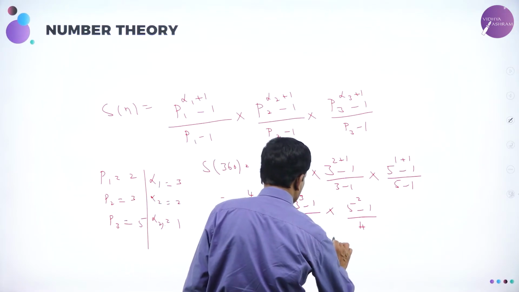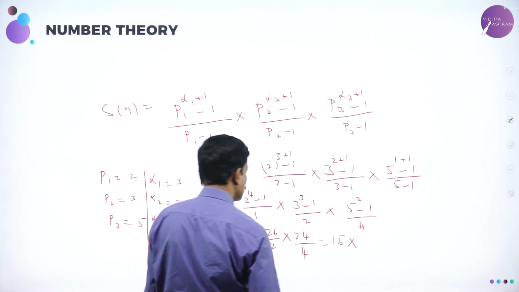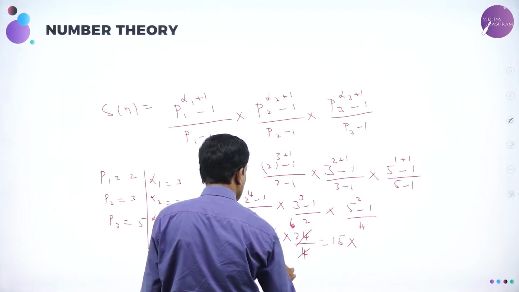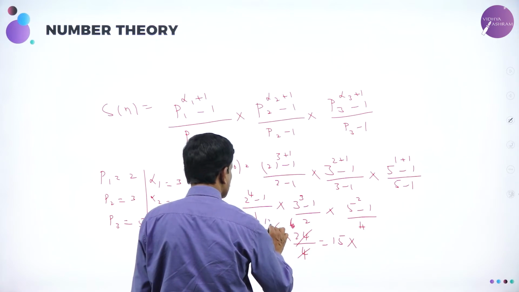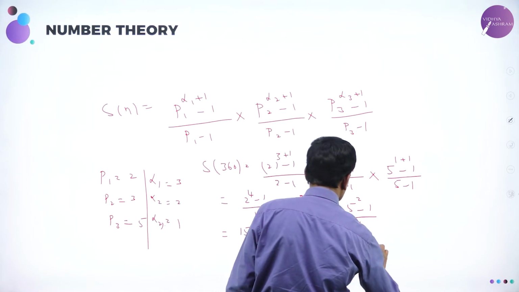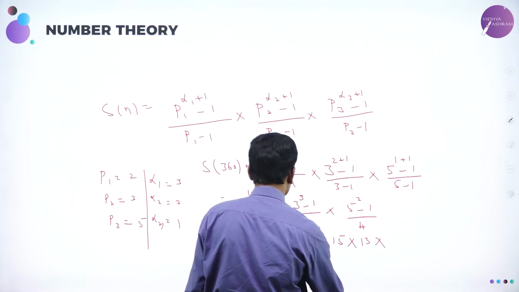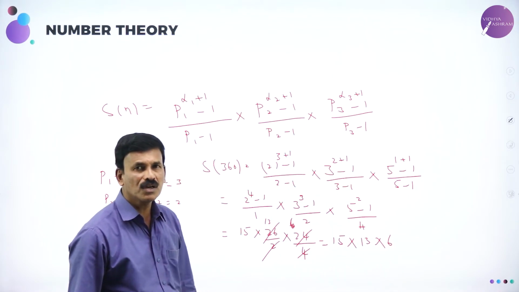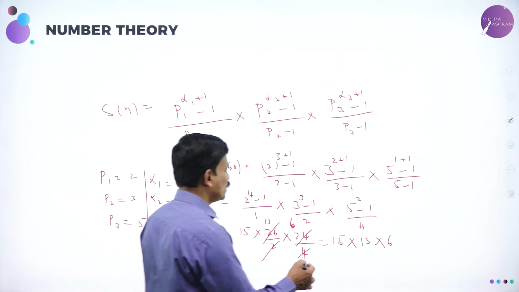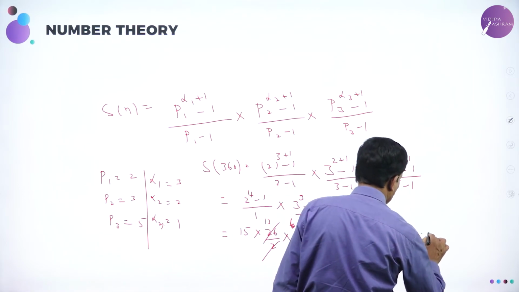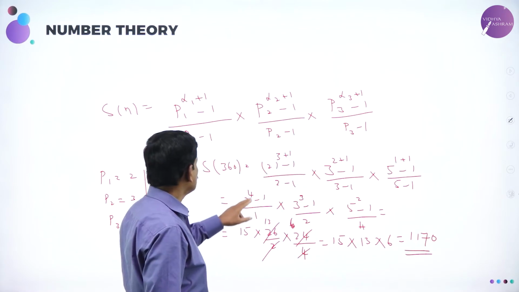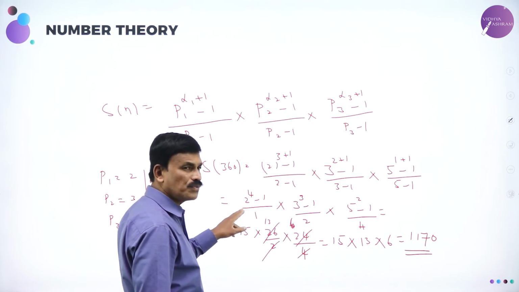So, this is equal to 15 into, 6 4s are 24, the 6 will get cancelled, 13 2s are 26, so 15 into 13 into 6 will give the value. If you simplify, you will get 1170, that's it. Okay.